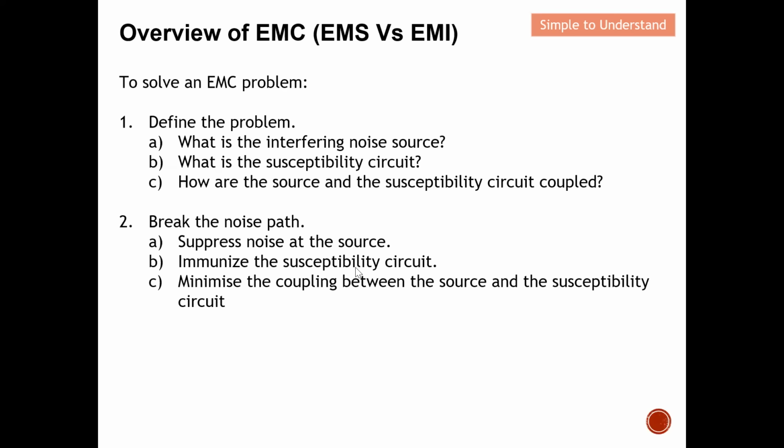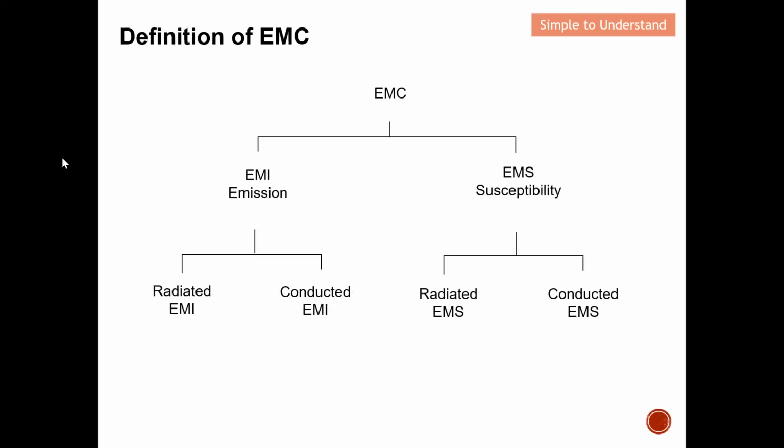Next will be to minimize the coupling between the source and the susceptible circuit. For example, you can put the noise source and the victim further away. With this, we minimize the coupling effect. So basically, this gives you some overview of EMC. This is what I have described earlier on. EMC, in short, can be broken into two parts: first the emission, second the immunity. Under each part, it can be further broken into radiated and conducted. Radiated means through the air, conducted means through any conductive material. Same for the immunity: again, you can break it into radiated and conducted EMS.